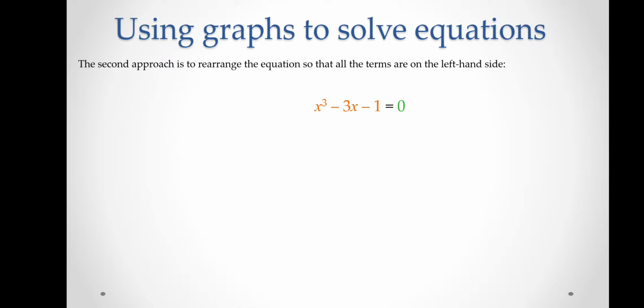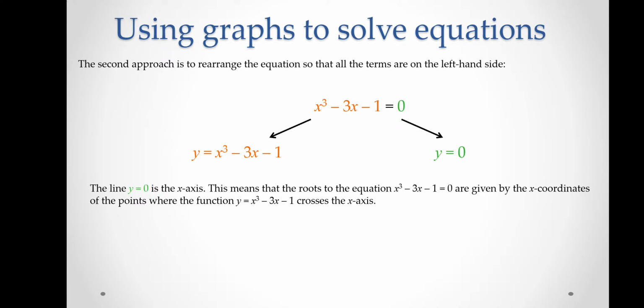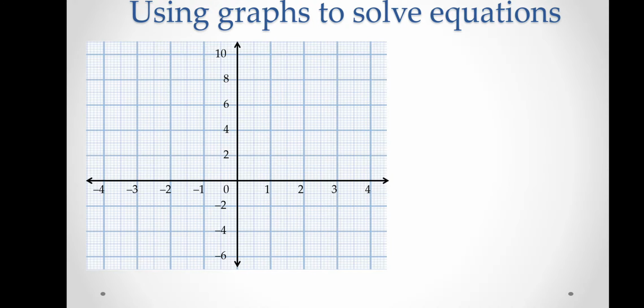Another equation: x cube minus 3x minus 1 equals 0. One equation is y equals x cube minus 3x minus 1. The other equation is y equals 0. So we have two equations: y equals x cube minus 3x minus 1, and y equals 0. You can represent this in the graph.